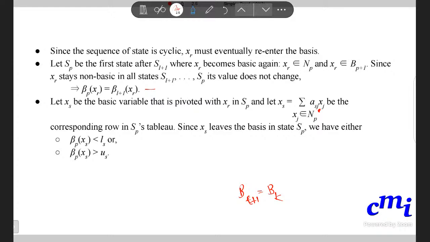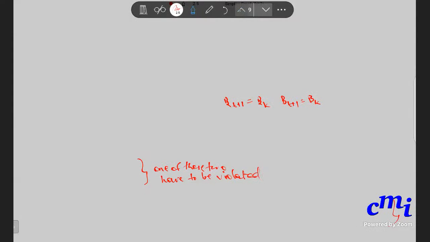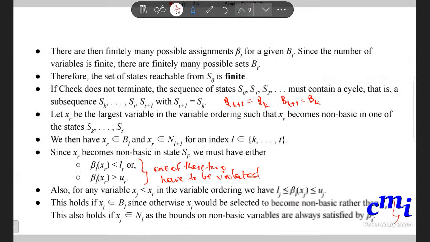So, till here is everything clear? Because now there are just cases, and then it's some simple calculation. Basically we have these two cases, that beta P of XS is either less than its lower bound or greater than its upper bound, as well as these two: that is, beta L of XR is less than its lower bound or greater than its upper bound.